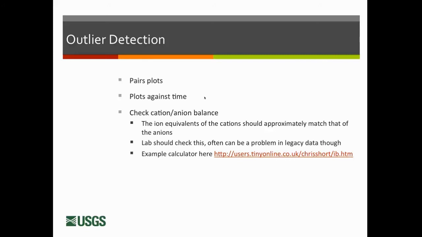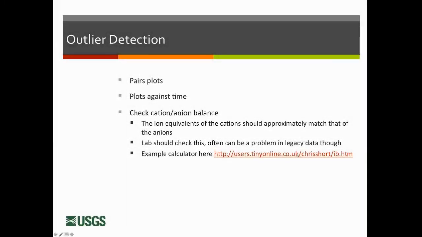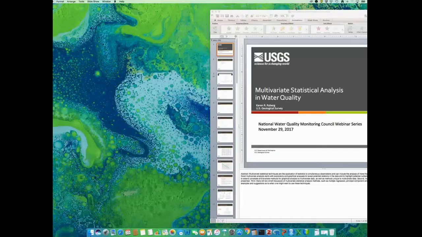Another important thing to look for lab or data entry errors is to look at the cation-anion balance, assuming you have a whole suite of major ions in your data set. The ion equivalence of the cations, the positively charged ions in water, should approximately match the anions, the negatively charged ions in your water quality sample. The lab should check this and does, but it can be a problem in legacy data where maybe the lab checked it, but then someone entered the data in another database. I have found a lot of problems from that, and there are a lot of online calculators for this, and I'm just going to show you a quick example.